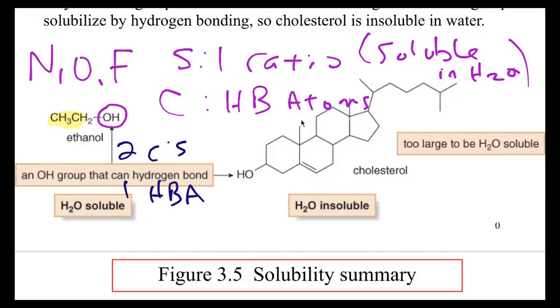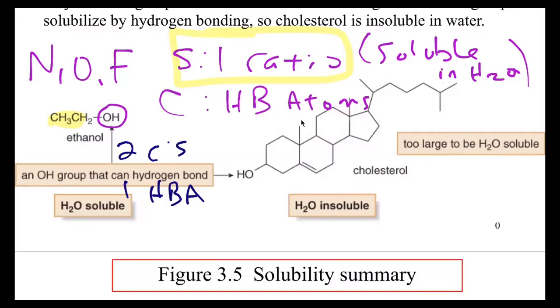So would that be soluble in water? Yes or no? Keep in mind, this is the ratio I'm trying to meet. It can be 5 or less. Yes, it should be soluble. It's got two carbons and one hydrogen bonding atom. It should be very soluble in water.